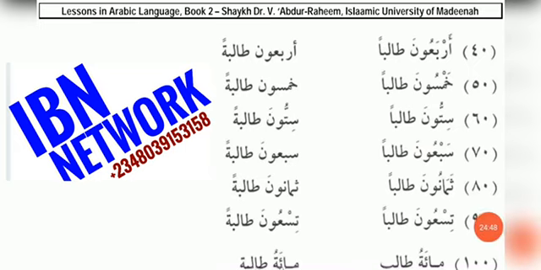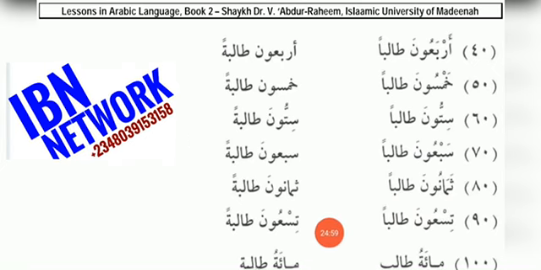And here we have tis'una taliban, that is 90 male students. And here it is tis'una talibatan, that is 90 female students. So here we are at 100, that is me'atun.